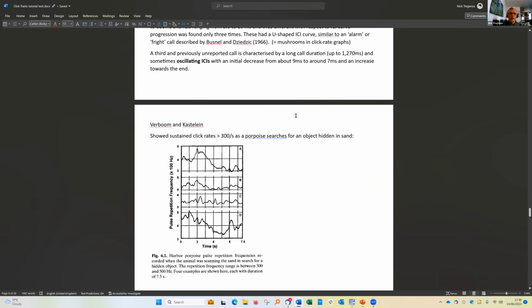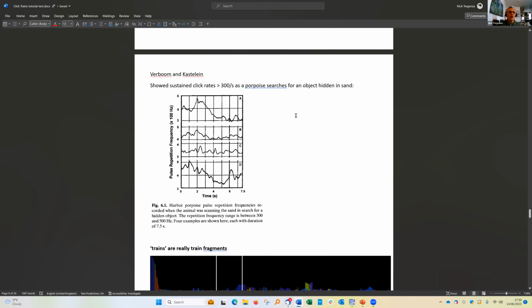a bit more of. Another paper that's worth just noting was from these 2 guys, Verboom and Castelline, and they had a porpoise in captivity and they could study it searching for an object in the sand, and its click rates, these are in 100 clicks a second, they're up in the 300 to 500 range. And this is not actually prey capture, and it's not social. It's clearly a form of foraging at very high click rates.